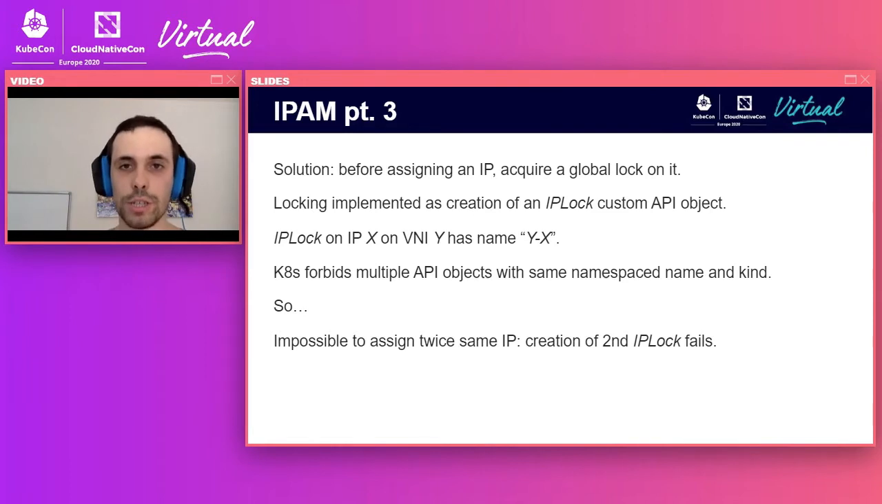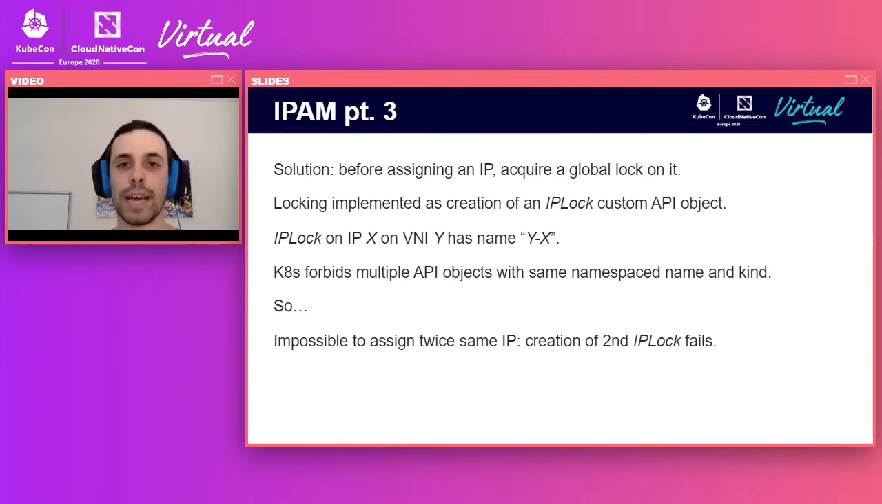And an IP lock object represents a lock on a virtual IP address within a VXLAN virtual network. And the interesting part is in its name. So for an IP lock on a virtual IP address X within a virtual network that has a VNI Y, the name is a unique function of X and Y. So if two IPAM controllers attempted to lock the same IP address, they would attempt to create two IP lock objects that have the same name and that are within the same namespace.